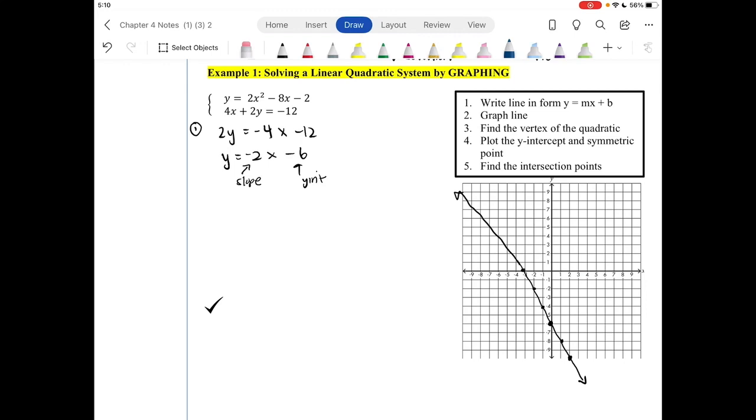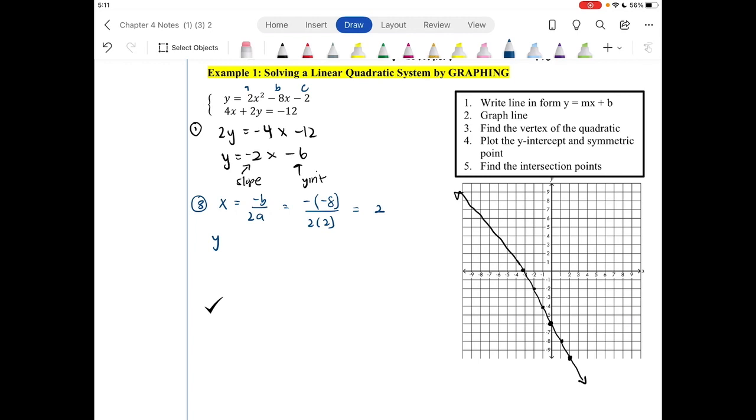Next, we need to graph our quadratic equation. We need to start by remembering that our a value is 2, our b is negative 8, and our c is negative 2. So we can find the vertex. To find the x portion, we'll plug into x equals negative b over 2a. So we're going to have negative times b, which is negative 8, over 2 times a, which is 2, and this gives us a value of positive 2.